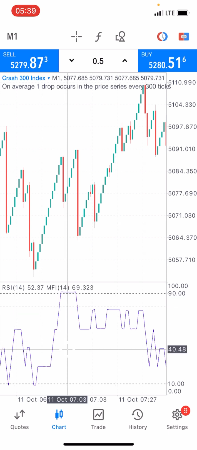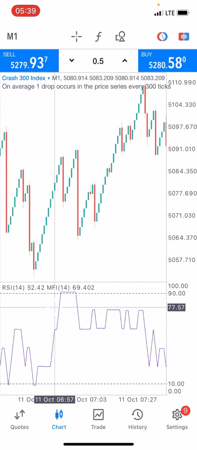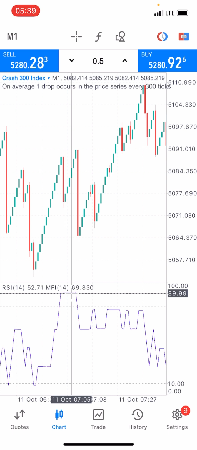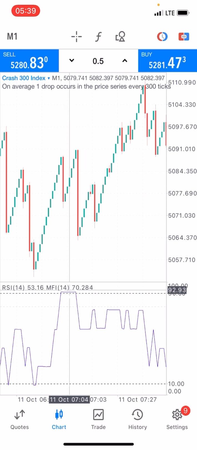Okay, so whenever the money flow index gets to level 90, we are going to be looking for a sell entry. At that point we look for a sell entry. Now this indicator, I'm using it on the 1 minute time frame. Whenever it gets here, we get in for a sell entry.